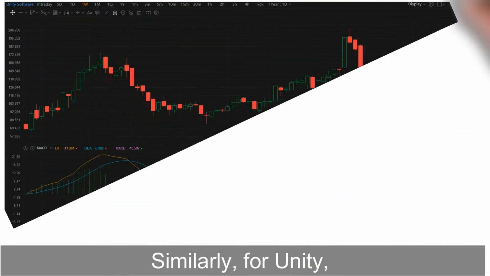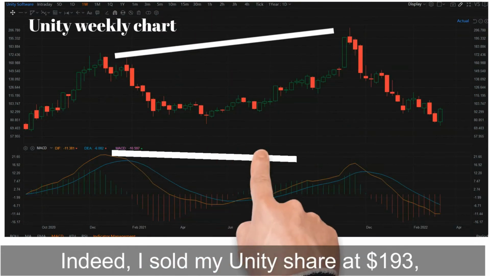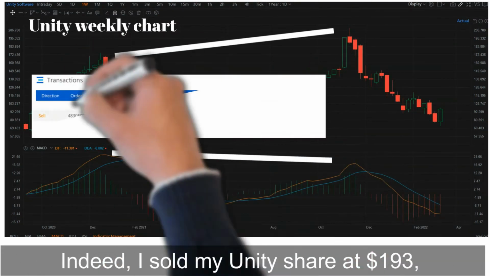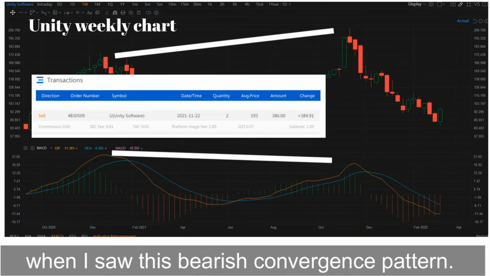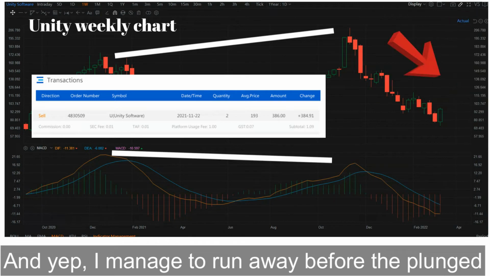Similarly, for Unity, can you spot the price MACD divergence here? Indeed, I sold my Unity shares at $193 when I saw this bearish divergence pattern, and I managed to run away before the plunge.